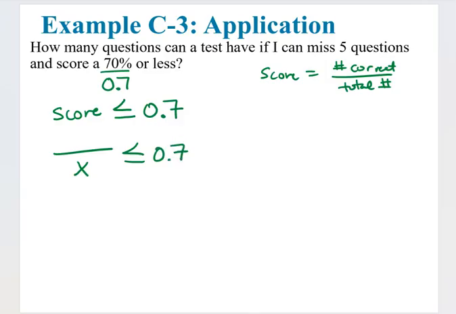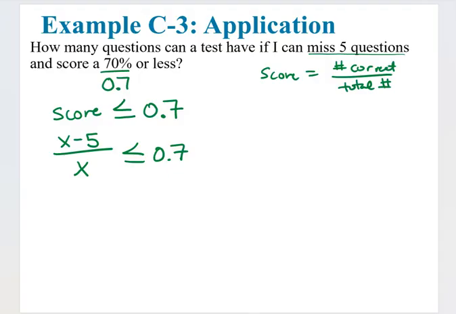The number I got correct, now this says I can miss 5. So if I take the total number and I subtract 5, that's going to be the total number that I got right. And again, I don't know how many questions are on this test, so I'm just going to say it's x minus 5. So if you look, do you see that you now have an inequality?